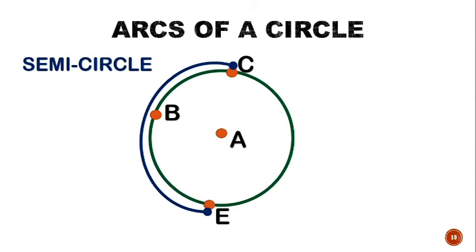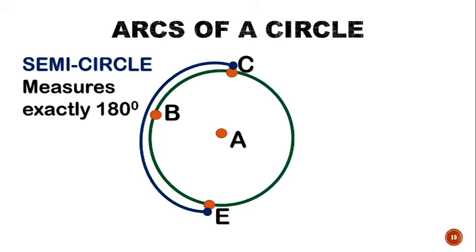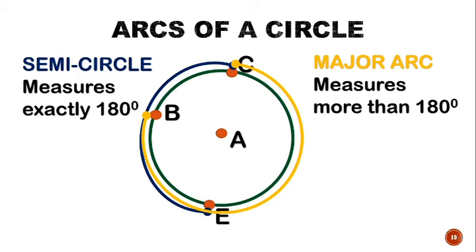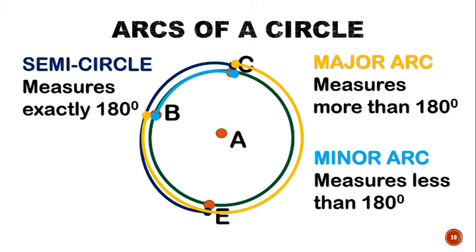Now, semicircle, it measures exactly 180 degrees. If you will notice, kagaya kanina, itong CE, this is what we call a diameter. So, yung isang kalahati ng circle, that's what you call a semicircle. So, yung buong circle, kung 180 ito at kalahati siya, ano yung buong circle? Alright, that is 360 degrees. Now, for the major arc, it should always be more than 180 degrees. For the minor arc, it should always be less than 180 degrees.